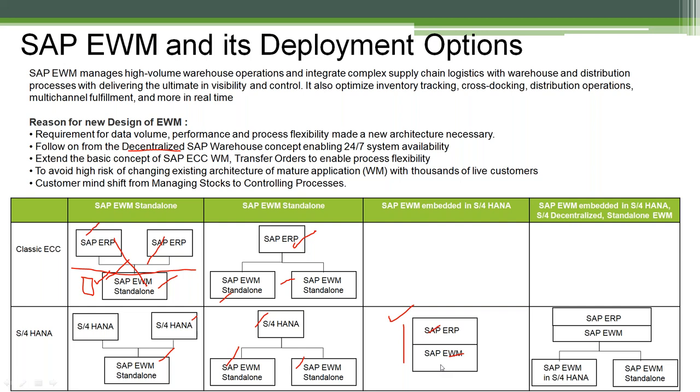So why are we learning S4HANA? Because we want to learn something which is going to be a skill which we are going to use in most of our future projects. We will also cover the Delta part, what additional things are there in decentralized, like there is something called core interface. And when I'm integrating, there are five steps additional to be done in decentralized. We'll be covering those as well, so that you can also take up work on standalone EWM as well. Okay. Thank you.